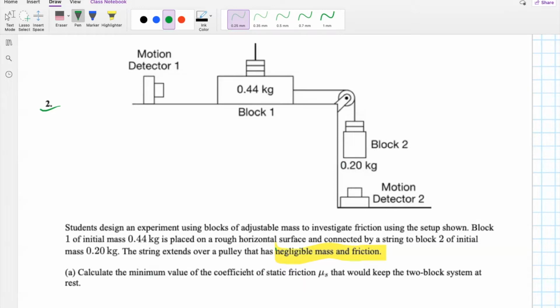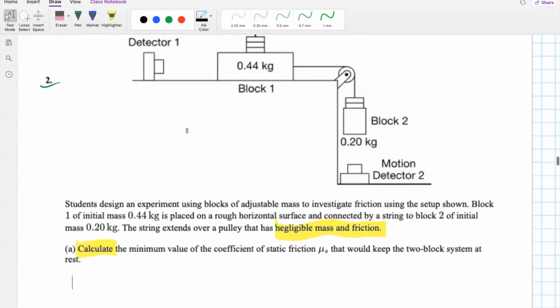So part A of question 2. Calculate the minimum coefficient of friction, mu s, that would keep the two-block system at rest. So they want us to calculate. They're not saying derive, but I think a big part of the work here is essentially a derivation for the expression. So what's going on here?